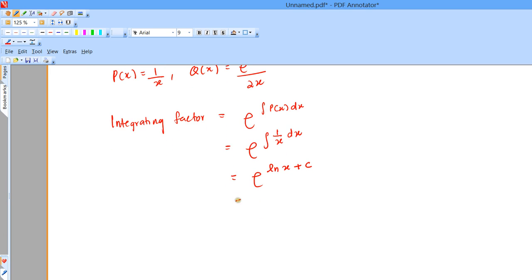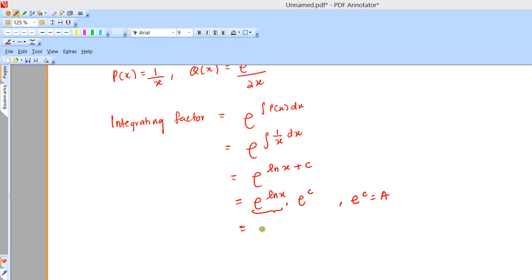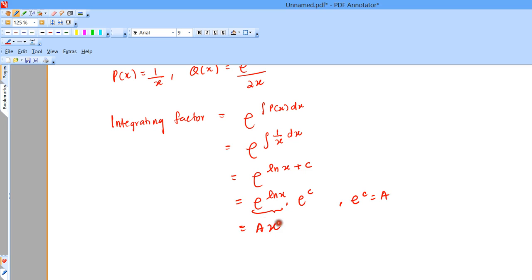Based on this term, we can separate the term. We get e power of ln x times e power of c, where e power of c equal to constant a. And then this term e power of ln x, we can simplify, we get x. So we get a times x. So e power of ln x equal to x, e power of ln y equal to y, e power of ln 1 over x equal to 1 over x.